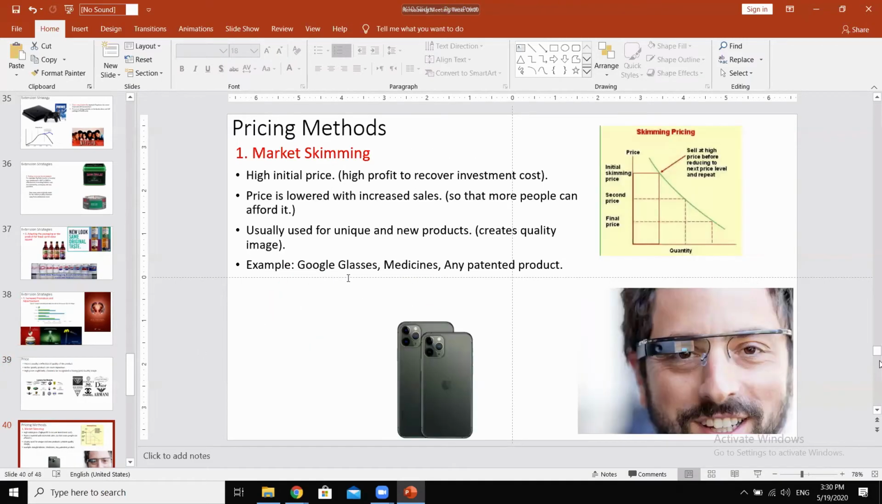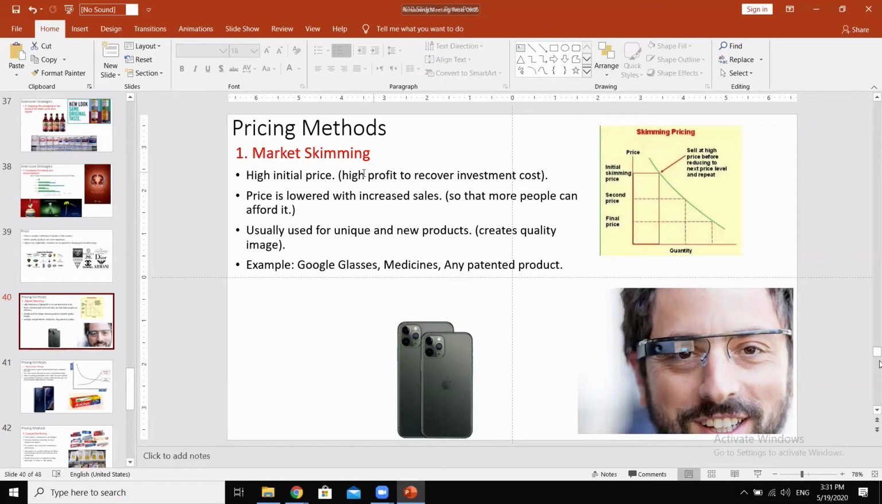And I said there are two main strategies when it comes to price. One was skimming, second was penetration. Skimming was when I had an initial high price, then reduced it with time and with how many items I was able to sell. The reason I had to drop prices gradually was because the market became competitive after a while. Google Glass is a really good example. The current price is high. Why is it high? Because the product is new, unique, and also Google wanted to have a good quality image.